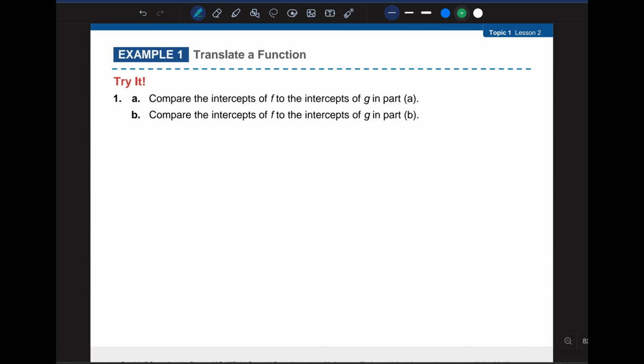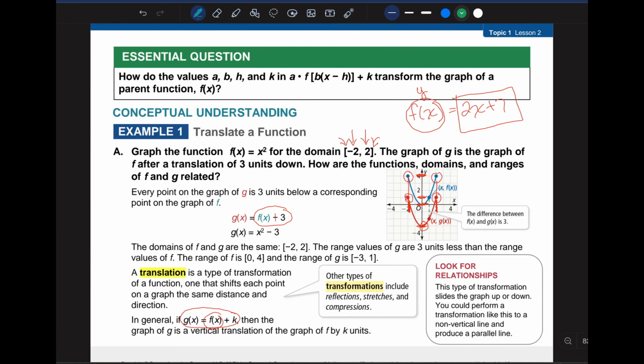All right, so if we compare the intercepts of f to the intercepts of g in part A, my intercepts are different. If you look at the graph of f, my y-intercept was here at 0, and so was my x-intercept. Now when I shifted down, my y-intercept is -3, and my x-intercepts are between 1 and 2 and -1 and -2.